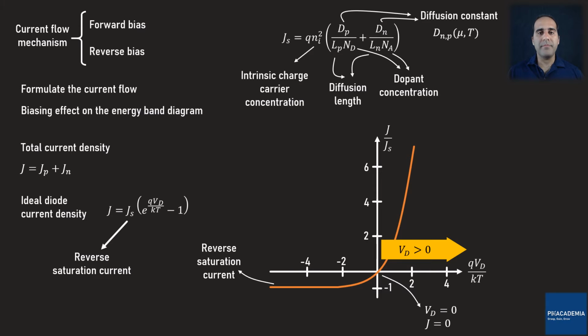We can manipulate the current density equation to compute the voltage over the PN junction Vd. Vd equals kT over q times the natural logarithm of the normalized current density plus 1. For a non-ideal diode or PN junction, we need to add the effect of the electrical resistance of the P and N neutral regions. Here the neutral region resistance is shown by the small r.